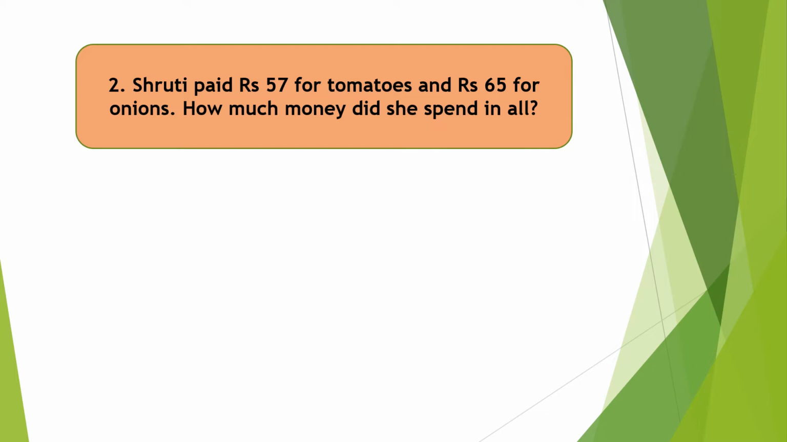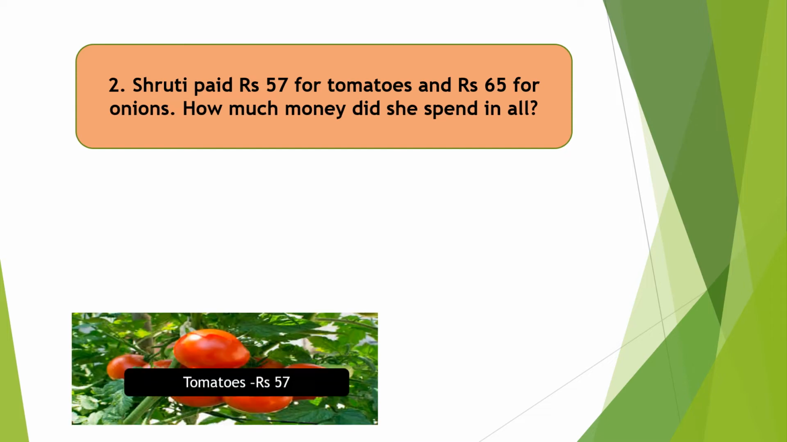Next, number 2 we have Shruti paid rupees 57 for tomatoes and rupees 65 for onions. How much money did she spend in all? Once again I will repeat. Shruti paid rupees 57 for tomatoes and rupees 65 for onions. How much money did she spend in all?